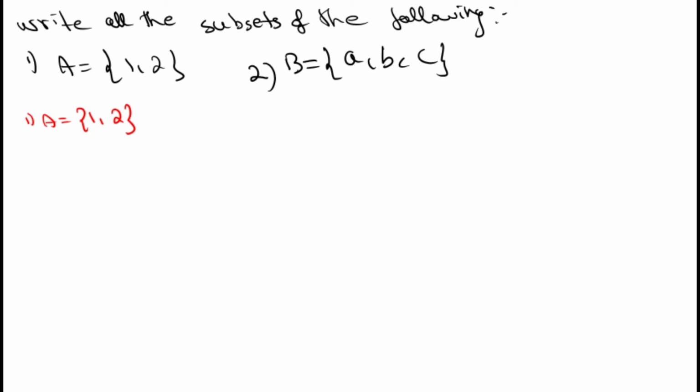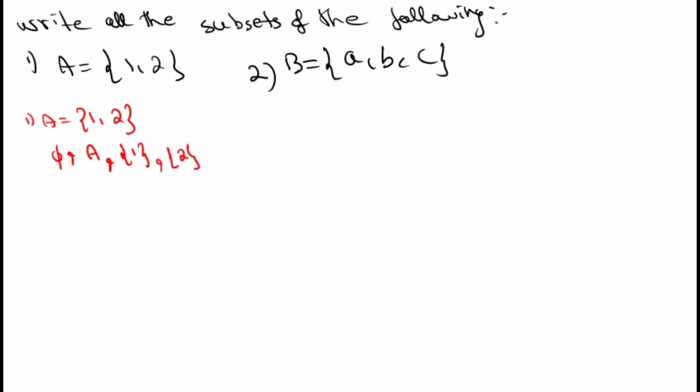Okay, we know the first subset is the empty set, right? Because the empty set is a subset of every set. Second subset is the given set, A itself. Every set is a subset of itself. Next, singleton 1, right? Because 1, this element belongs to the given set A. So singleton 1. Next subset is singleton 2.